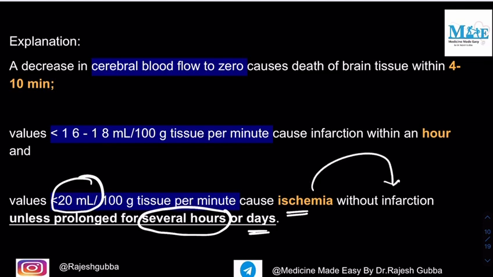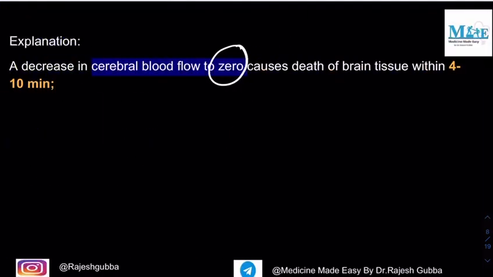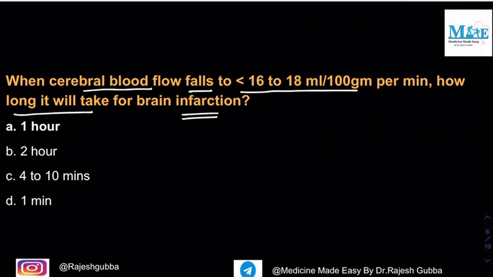So this particular slide is very, very important. So what is the question asked for us now? It is less than 16 to 18 ml per 100 grams per minute. So it will take almost 1 hour for the development of the brain infarction.